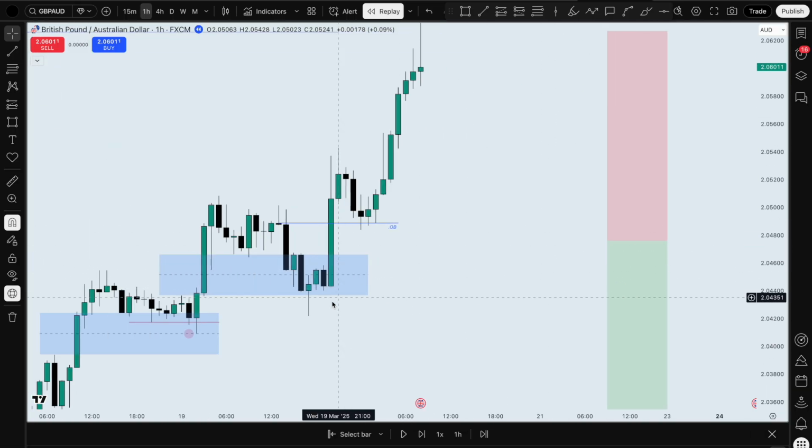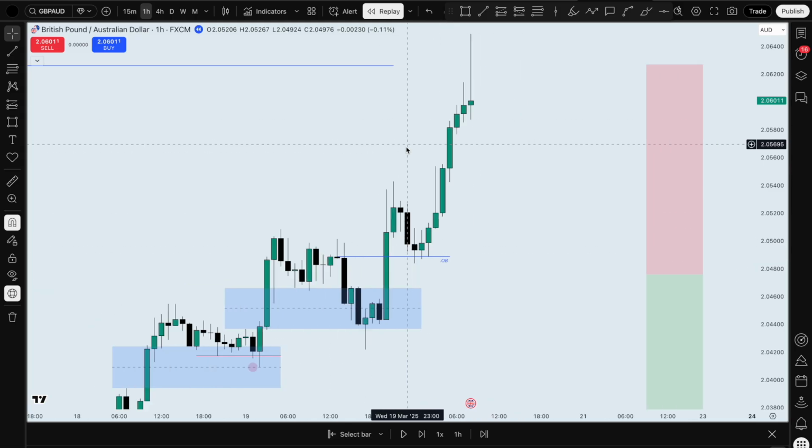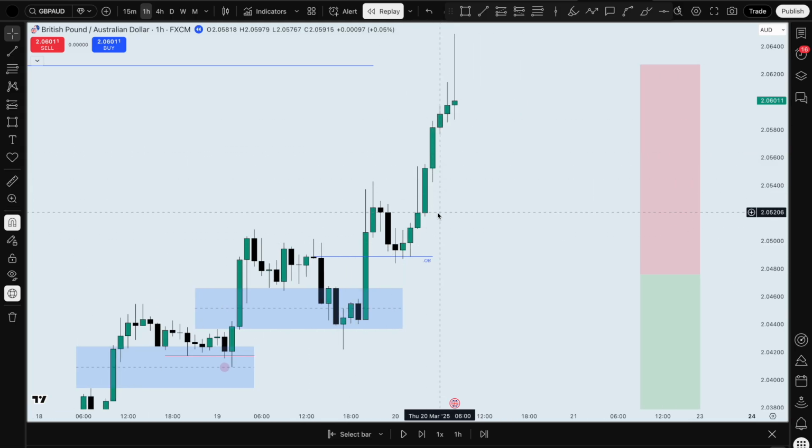Okay, so you can see here, price created the first stage, then displaced higher around the equilibrium here, and gave us our entry right there. And you can see that after second stage, price will most of the time just run into the external. You will not see price consolidating or anything. It will just be a clean and fast move towards the external range liquidity.